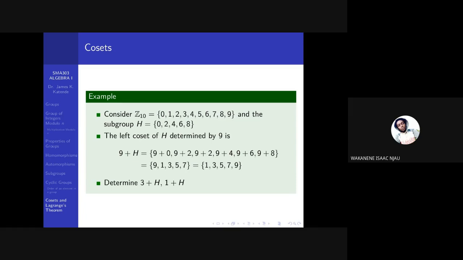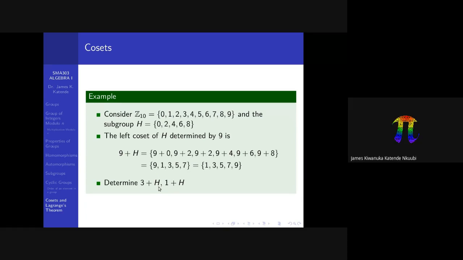Getting 1, 3, 5, 7, and 9. Exactly. It's the same as the left coset determined by 9. You can see. So you will have to remind me to send the reward. Who was it? Isaac? Yes, Isaac. Okay, good.